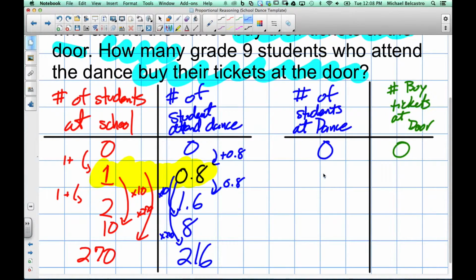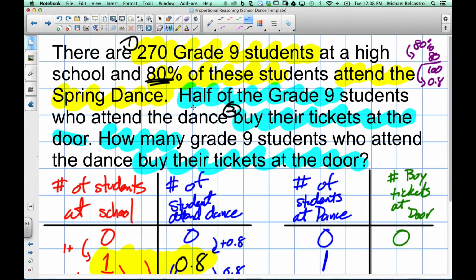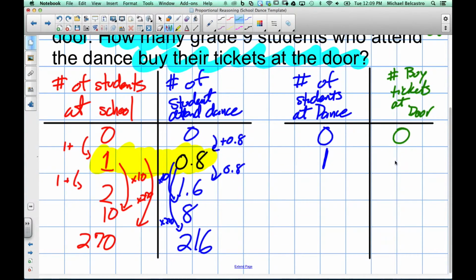What if 1 student attends the dance? What was our percentage rate? And again, they use the term a half. A half can be represented several different ways. A lot of times people see it as 50%. If I wanted to turn that into a fraction, I would put 50 over 100, and then I would divide those two to figure out it as a decimal, which is 0.5. Again, we're going to work in decimals here. So for buy tickets at the door, we'd have 0.5 students.